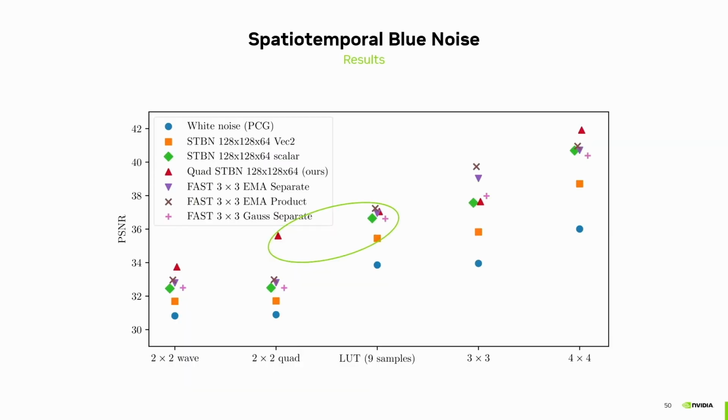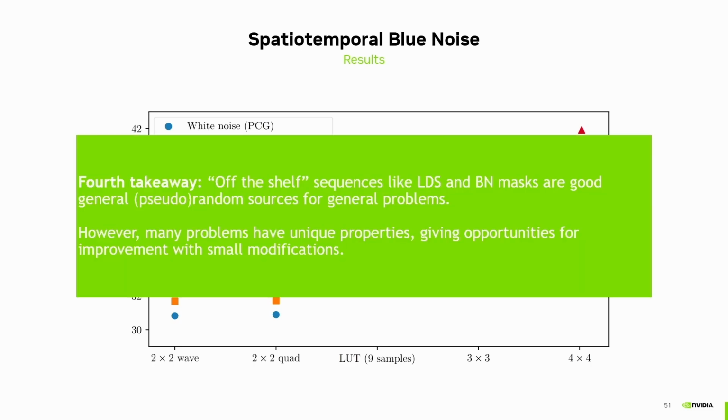Instead, I'll just show the quantitative results. Here, our pattern marked with the red triangle performs the best on 2x2 patterns, 4x4 patterns, comparably on lookup tables, and fast noise performs the best on 3x3 patterns. So the fourth and final general takeaway here is that these off-the-shelf sequences, again state-of-the-art sequences like low discrepancy sequences or blue noise masks, are good for general problems. However, many or most problems have unique properties, giving you an opportunity for improvement with some very minimal modifications.